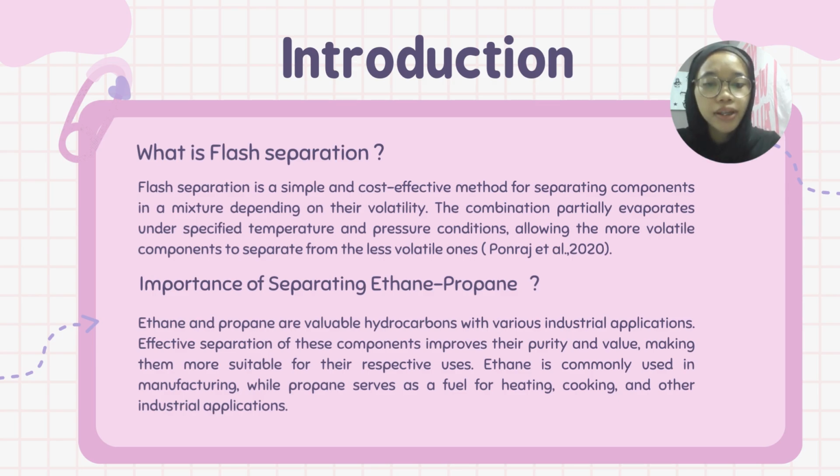In the flash drum, the feed mixture enters, and due to the specific temperature and pressure conditions, it's partially vaporized. This vaporization allows the more volatile component, which is ethane, to be separated from the less volatile propane. So our goal is to design an optimal flash separation process that maximizes the yield and purity of both ethane and propane, making the process more cost effective and beneficial for industrial application.